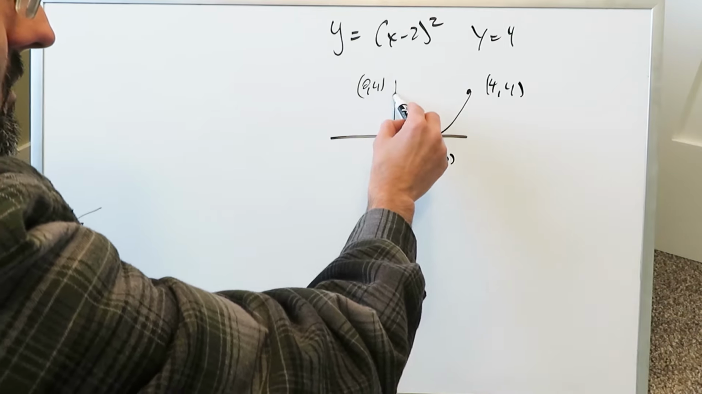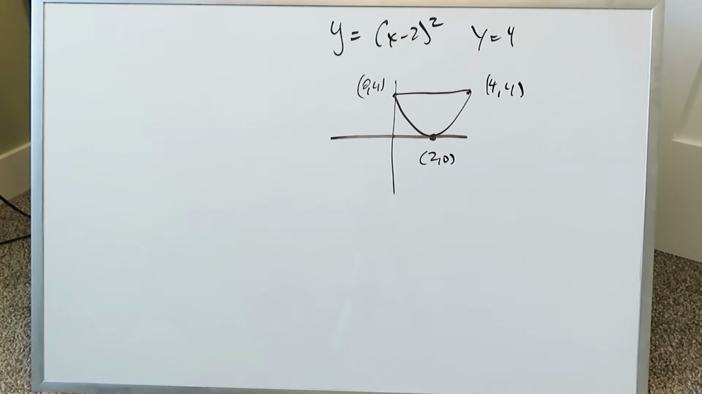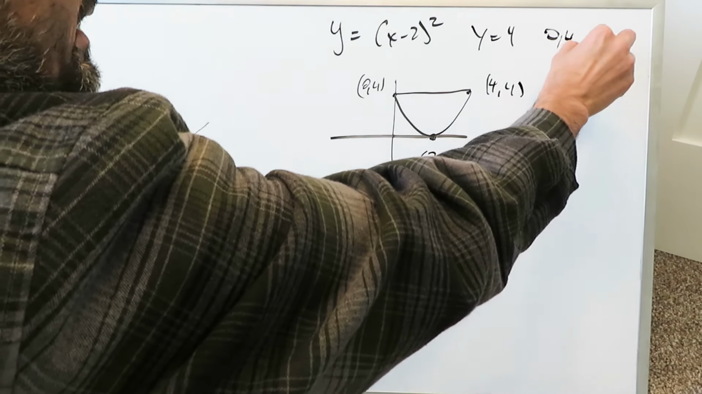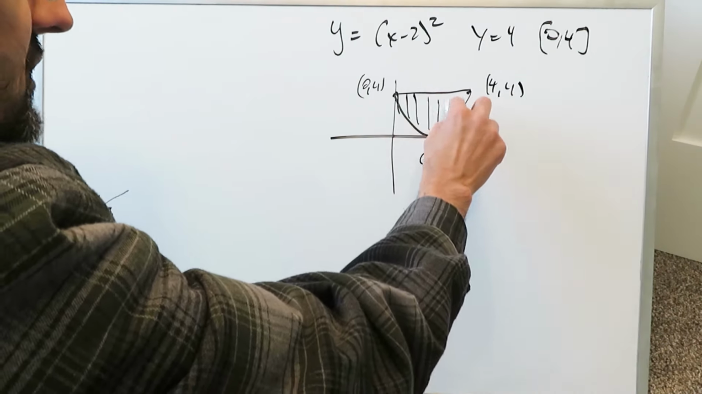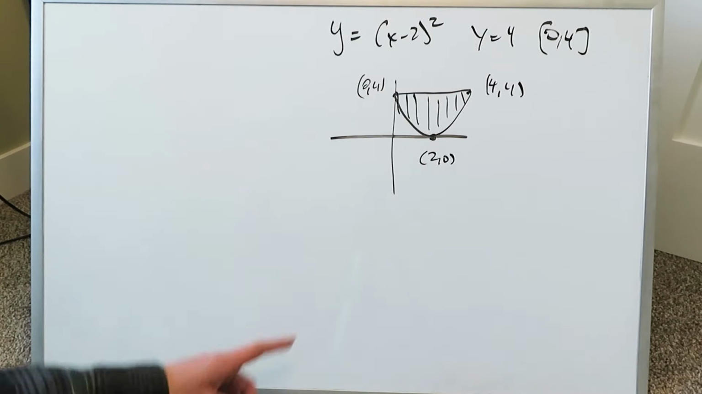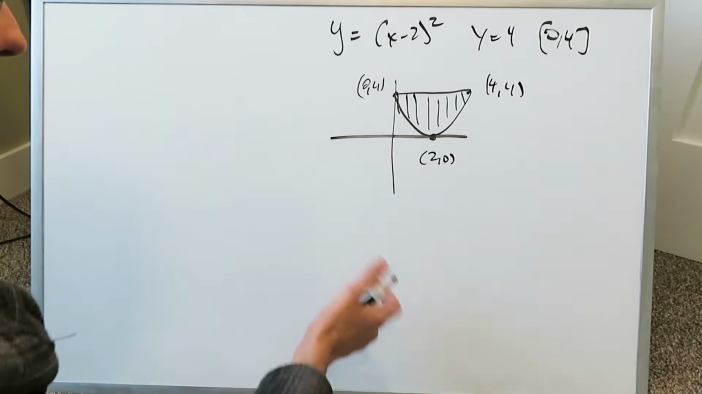Y equals 4, looking at just that interval in terms of the x-axis, 0 to 4, delimits everything to that region. If you were to just shade this in, you have that. It's like a closed shape.